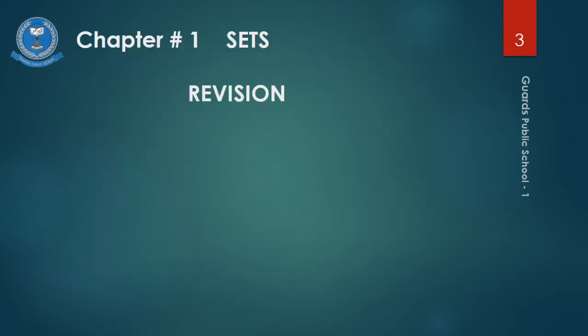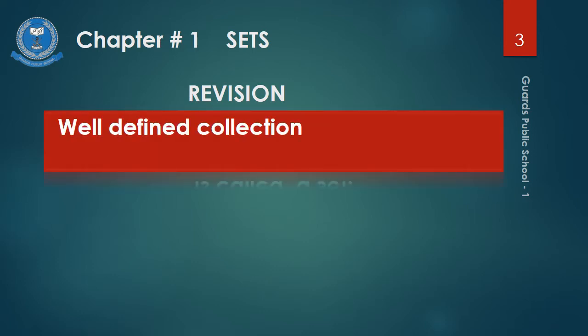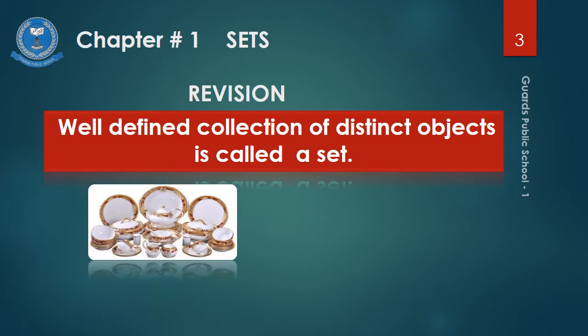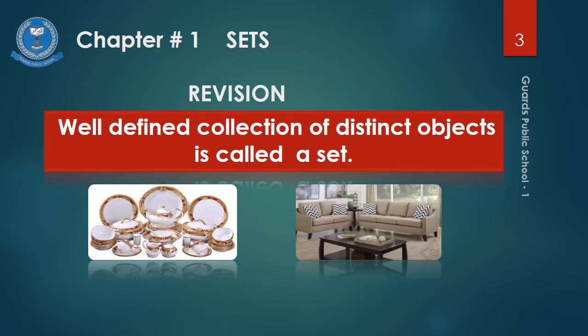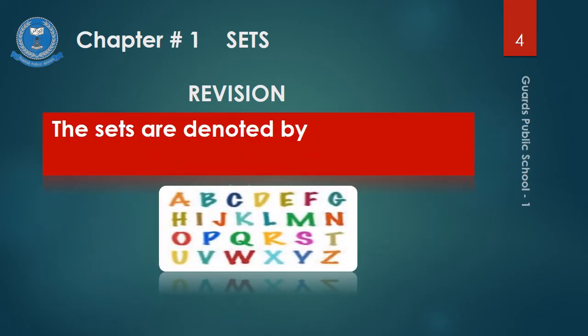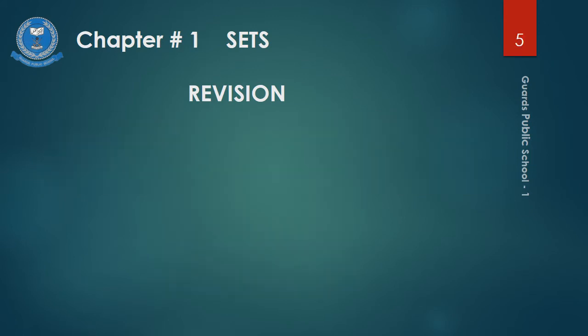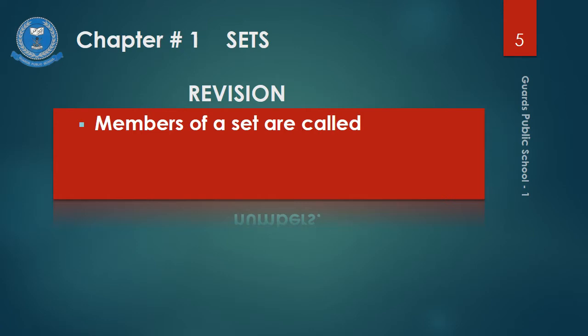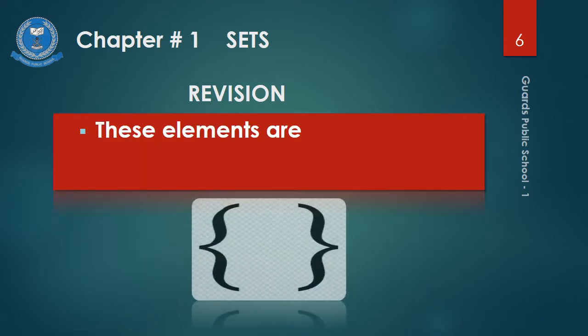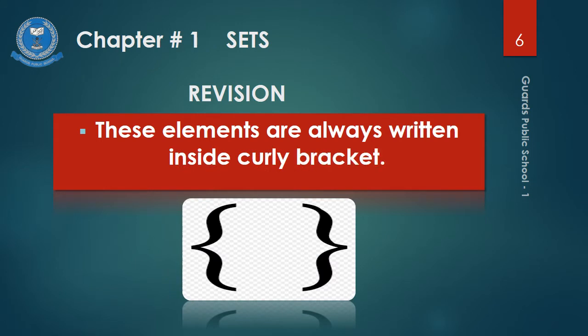In chapter number 1, sets, let's have revision. A well-defined collection of distinct objects is called a set. For example, a collection of plates and dishes is called a dinner set, sofa set, sets of numbers, etc. Sets are denoted by capital letters. Members of a set are called elements, and elements can be objects, small letters or numbers. These elements are always written inside curly brackets.